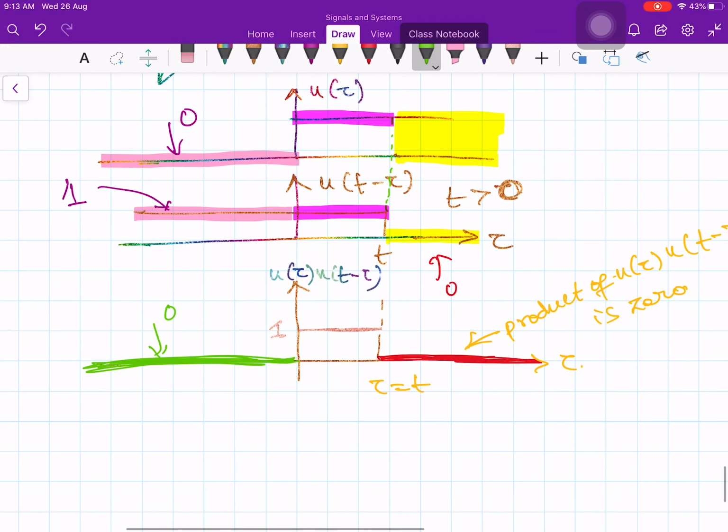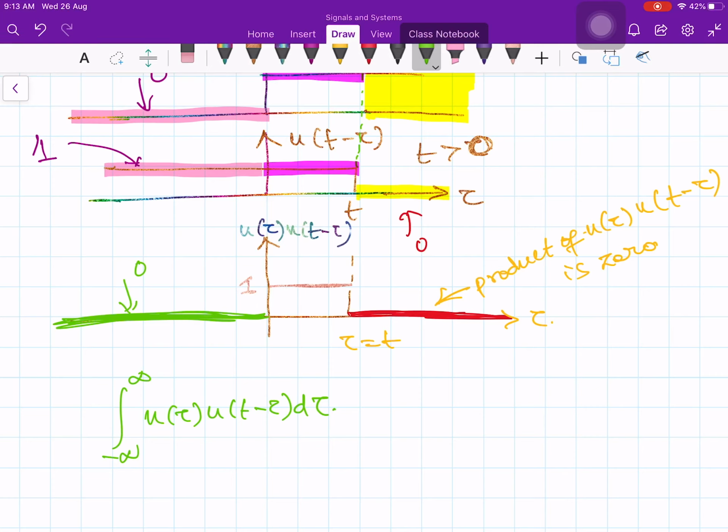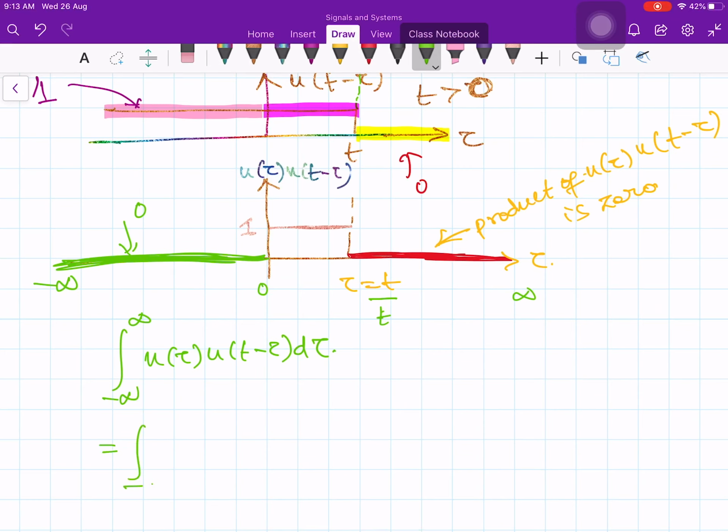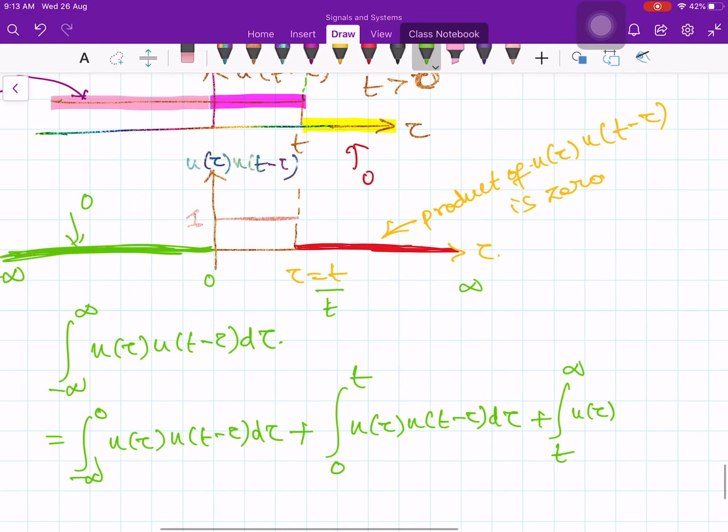Now as per the definition, it is the integration from minus infinity to plus infinity of u of tau, u of t minus tau, d tau. Now you can split the integration into 3 integrations. You start from minus infinity, come up to 0, and 0 to t, and then t to plus infinity. So minus infinity to 0, u of tau, u of t minus tau, d tau, plus 0 to t, u of tau, u of t minus tau, d tau, plus t to infinity, u of tau, u of t minus tau, d tau, right.